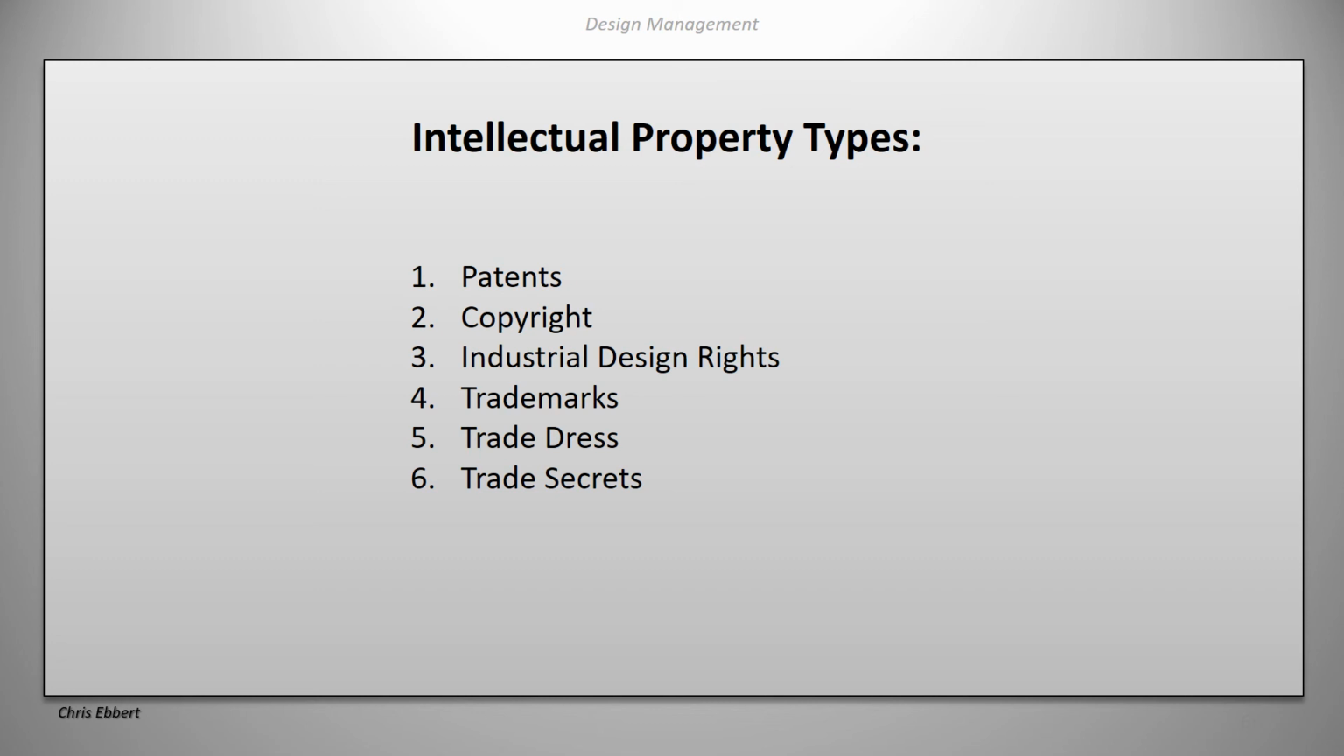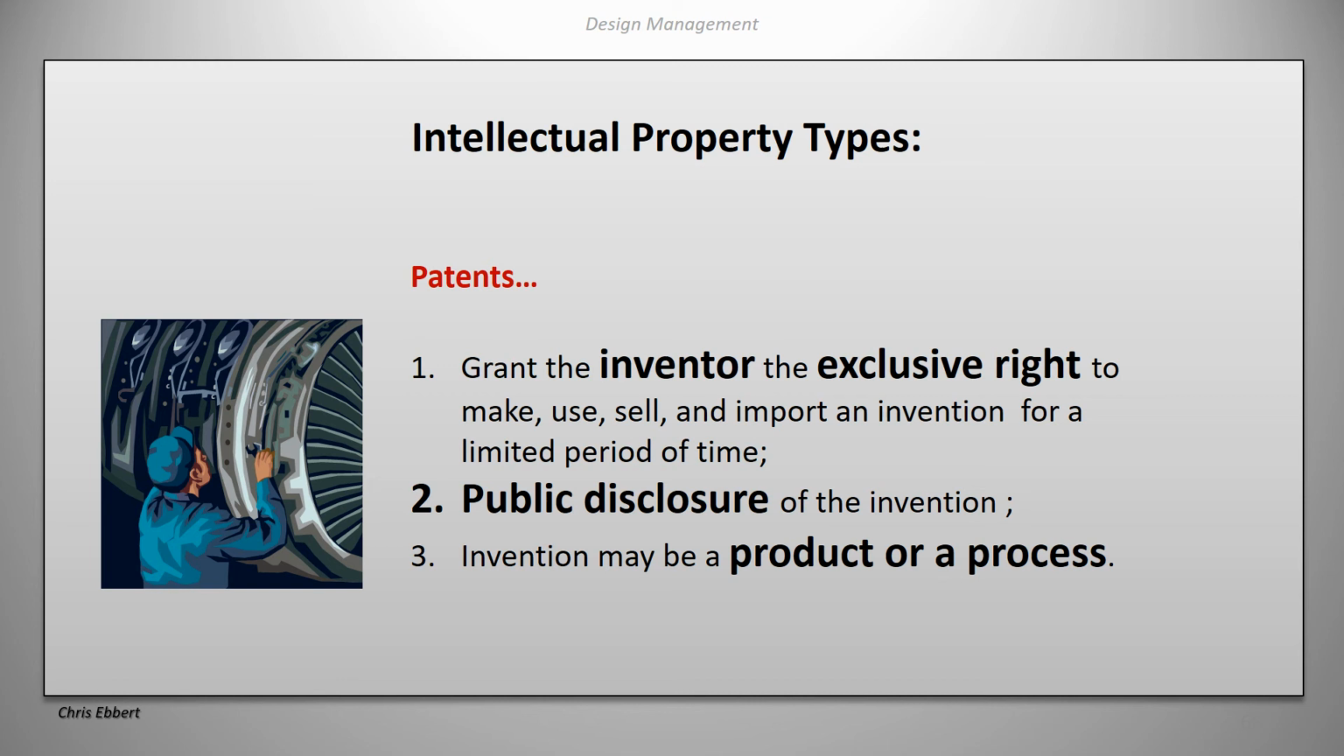You can get a patent, which is the king of protection. It gives the inventor the exclusive right to make, use, sell, and import an invention for a limited period of time. It also means that the invention is going to be publicly disclosed and everybody can read up on it. You cannot keep anything secret. If you're getting a patent, then everybody can get full access to how this thing is made. And it's okay because it's yours. Your name is associated with it, so you are the inventor and have the exclusive rights. And you can protect a product or a process as a patent.